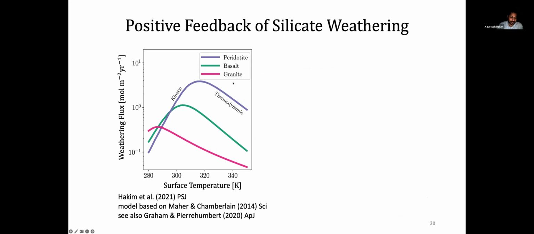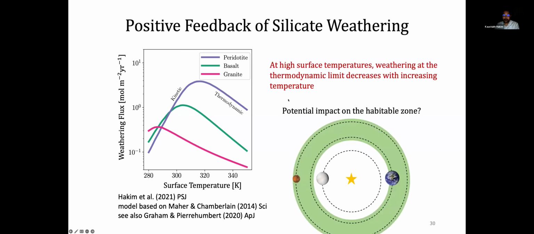And what we find here is that as a function of surface temperature, the weathering rate shifts from the kinetic regime of weathering to the thermodynamic regime of weathering. This is a very important turnover, because in the kinetic regime of weathering you expect negative feedback, but in the thermodynamic regime you would expect a positive feedback. This has important implications for the stability of the habitable zone, and this is not studied yet and needs to be studied in the future. What is the impact of this positive feedback?